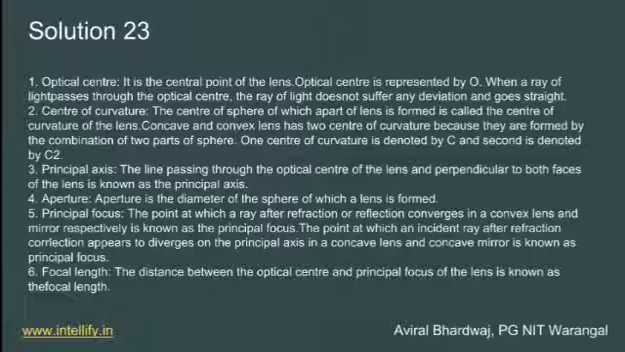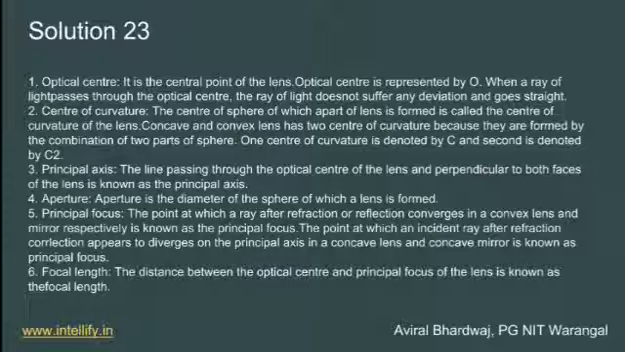The center of curvature. The center of curvature is the center of the sphere of which the lens is a part. Concave and convex lenses have two centers of curvature because they are formed from a combination of two parts of spheres, so they are denoted by C1 and C2. The principal axis is the line passing through the optical center of the lens and perpendicular to the face of the lens.